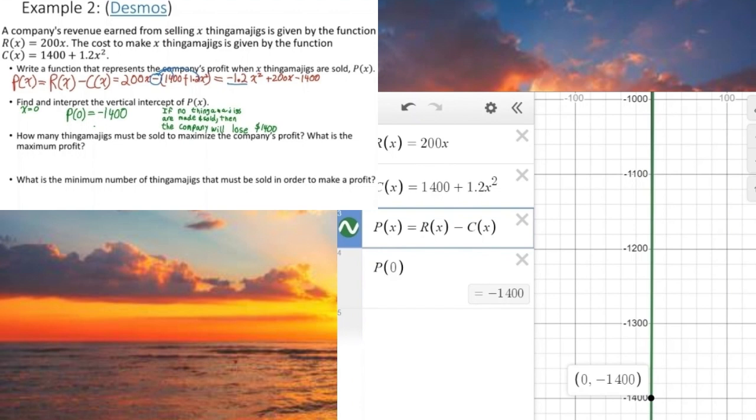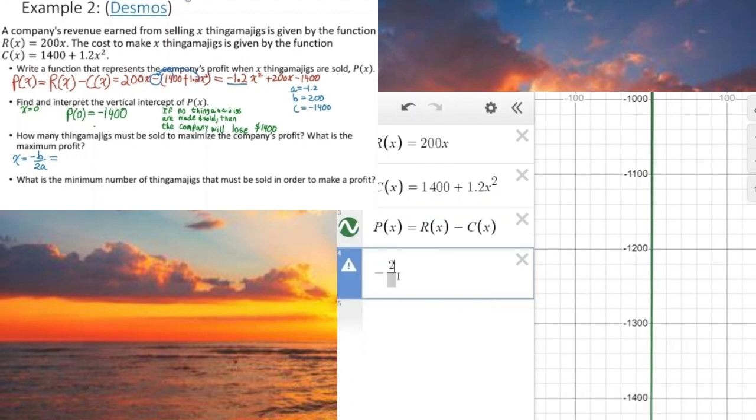Now, we could scroll through the graph, but we do have a nice little formula that will tell us what the x component of our vertex is when our quadratic function is written in standard form. That is x equals negative b over 2a. Going to our profit function we found in the first part, a is negative 1.2, b is 200, and c is negative 1,400. Going into Desmos, we can type in our formula with the values plugged in, and we get that negative b over 2a with the values plugged in is 83.333, and we're going to round to the nearest item, which is 83.